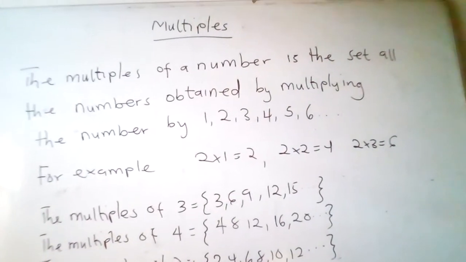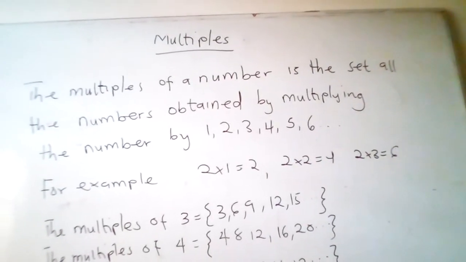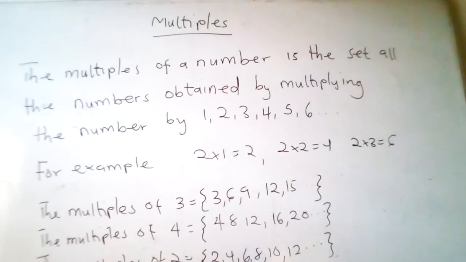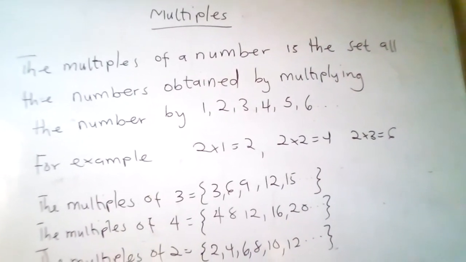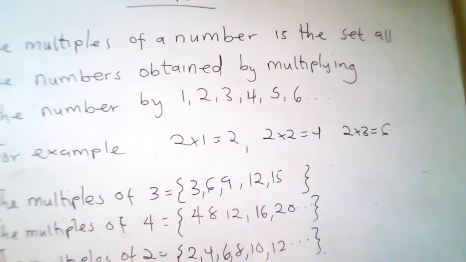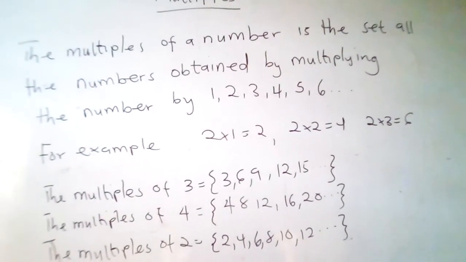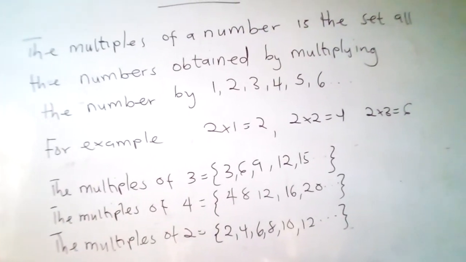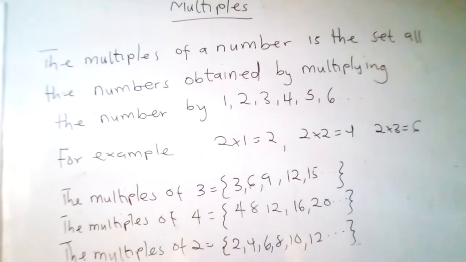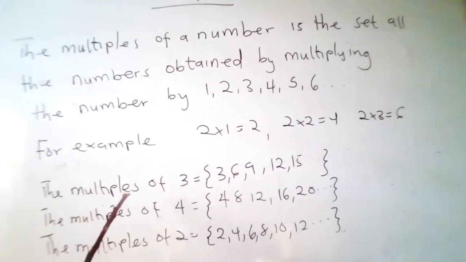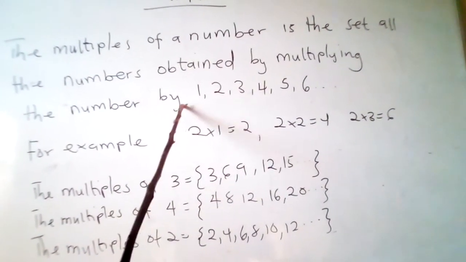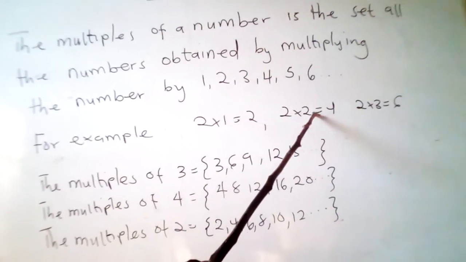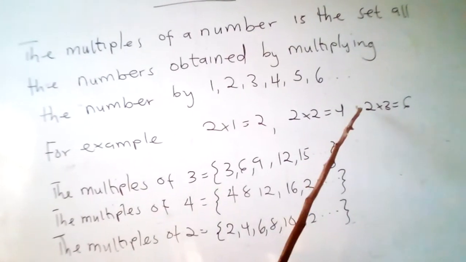Okay, so since we know how to find our HCF, let's go to multiples. The multiples of a number is the set of all the numbers obtained by multiplying the number by 1, 2, 3, 4, 5, 6, and so on. For example, the multiples of 2 are obtained as follows. You see, 2 times 1 is 2. Then 2 times 2 is 4. 2 times 3 is what? 6.